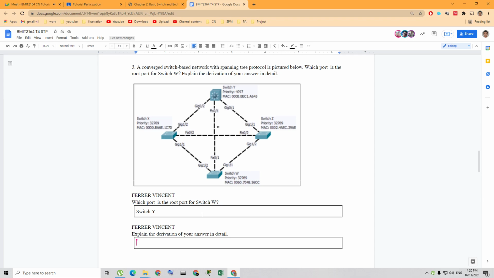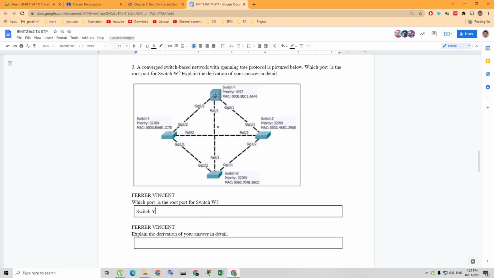Okay, so which one is the root port? If gig 11 is the root port, gig 12 becomes designated. If gig 12 is the root port, gig 11 becomes designated. So you have to select which one. Based on the election, right, which one will win? So what kind of election? I let you find out yourself.